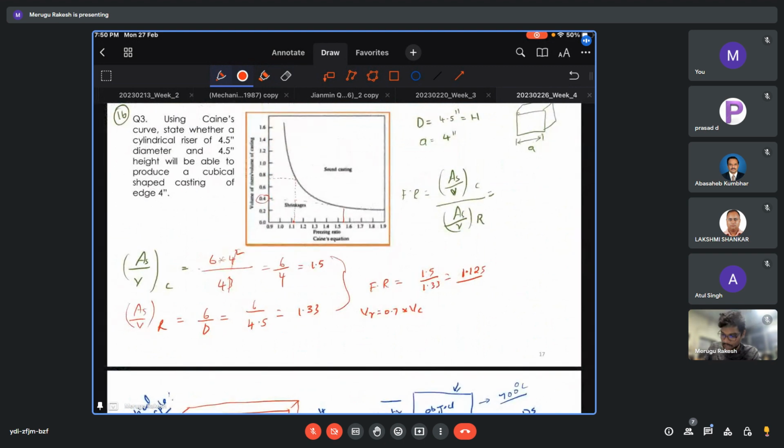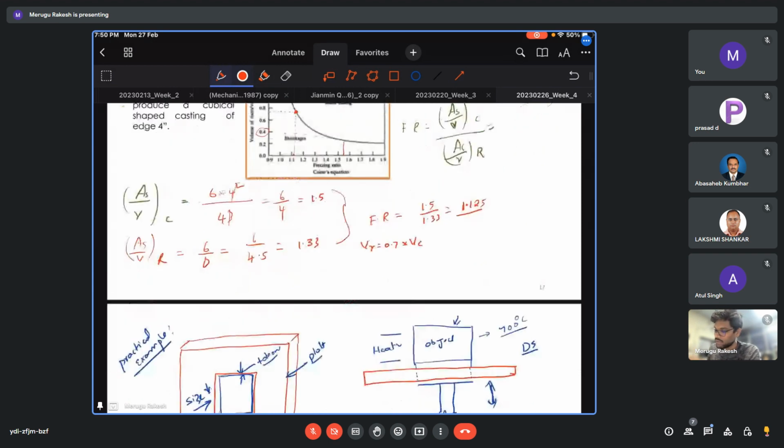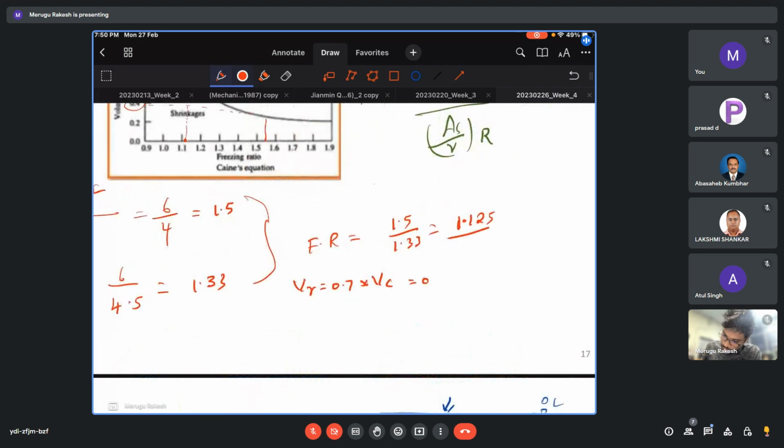Okay, so I am taking exactly the limit value: if we come below it is shrinkage, if we come above it is sound casting. So it should be more than that, so I am taking that midpoint, that limit value. That is nothing but 0.7 times volume of the casting, which is 4 cube. So we end up with 44.8 inch cube. So this is from the Keynes method, 44.8.